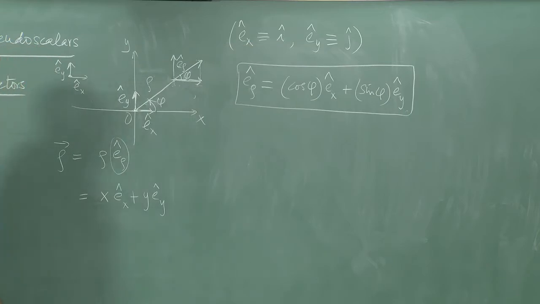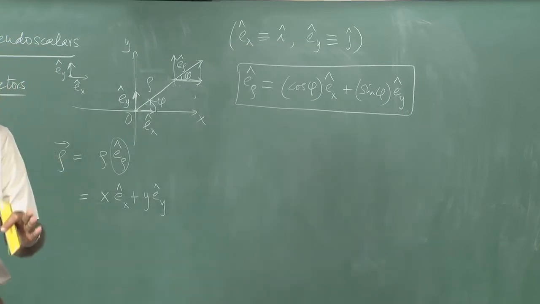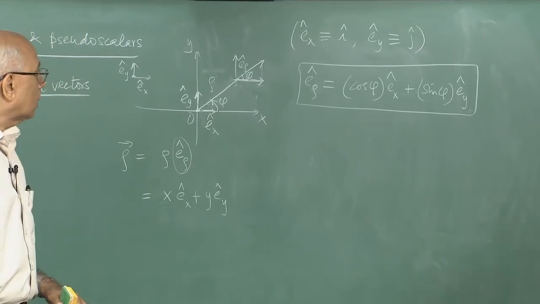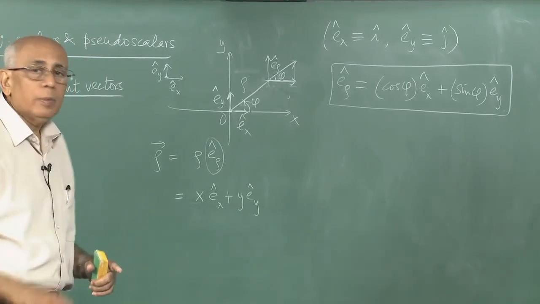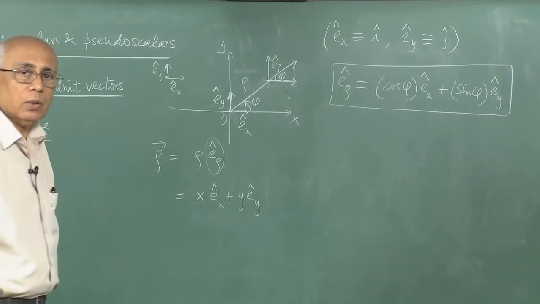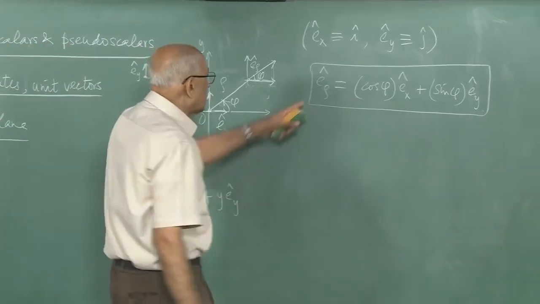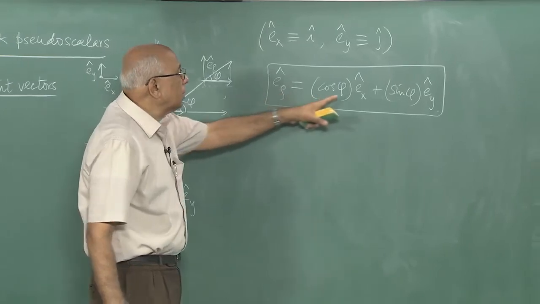It is a basic relationship, and it immediately tells you exactly what I have been saying all along, namely that the unit vector in plane polar coordinates is going to be dependent on the position, on the coordinates themselves. In this case, it turns out that E rho is a function of phi.